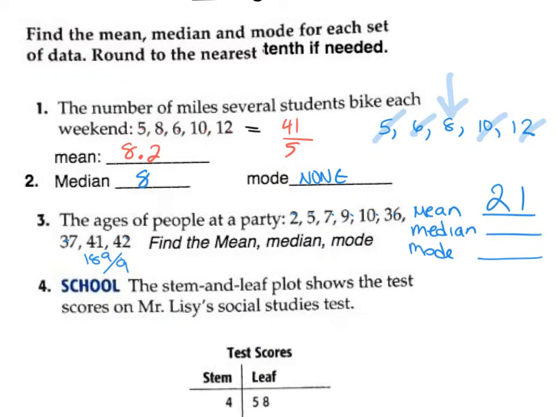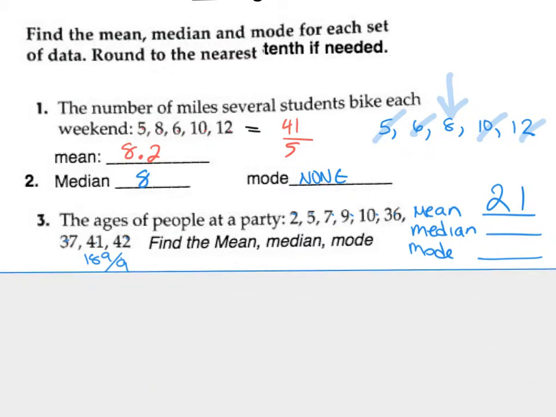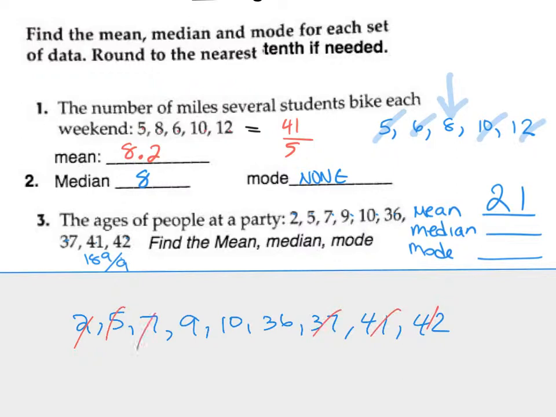The median, remember we have to organize it from least to greatest. So if I organize the data from least to greatest, the first number will be 2. It looks like they are already organized from least to greatest. 5, 7, 9, 10, 36, 37, 41, and 42. And the median, which is the one in the middle, 1 and 2, 3, and 4. The median is 10.